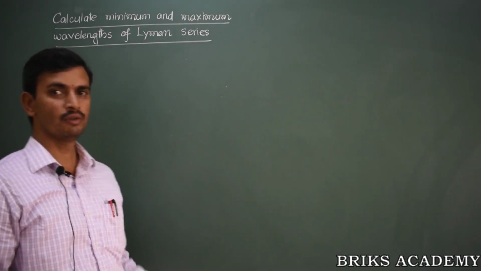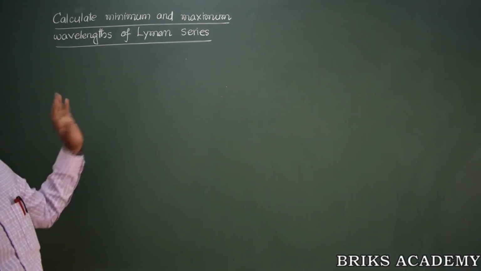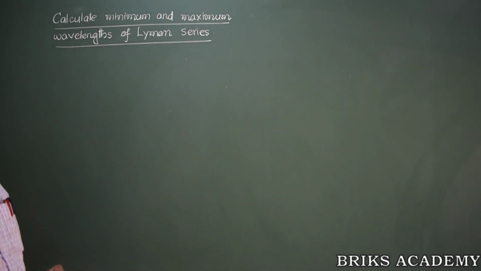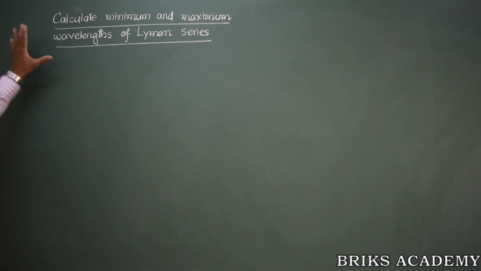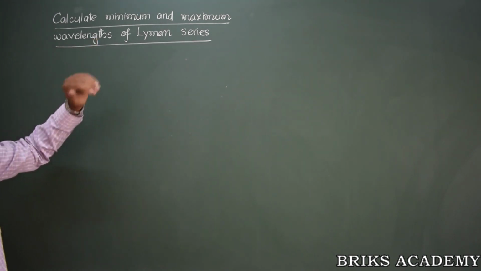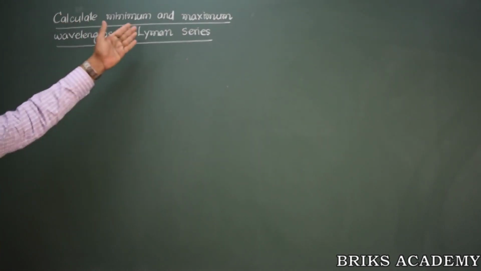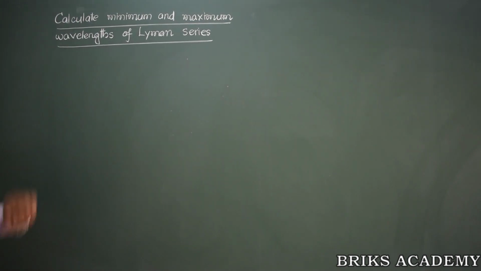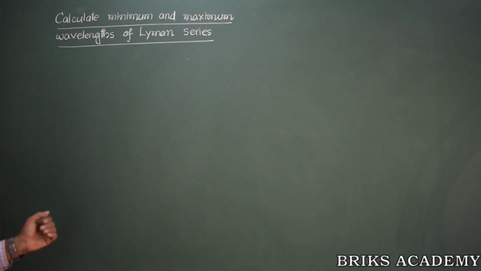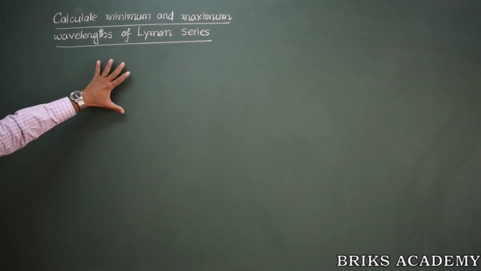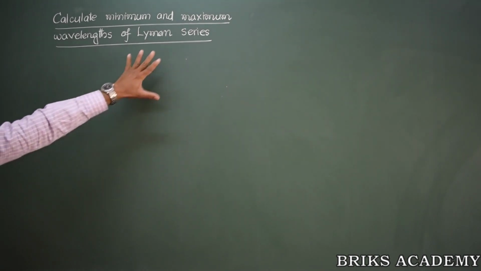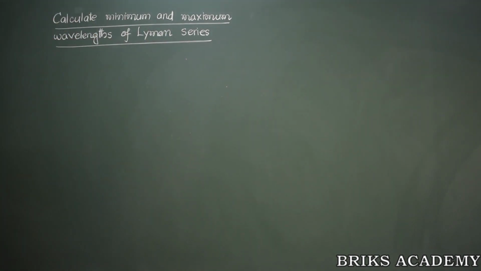Students, let us now do a few important numericals from the atoms chapter. One of the very important numericals is to calculate minimum and maximum wavelengths of given spectral series. Calculate minimum and maximum wavelengths of Lyman series, similarly Balmer, Paschen, Brackett and Pfund series. One series I will solve here. Similarly, based on the same, you can solve for the remaining series.